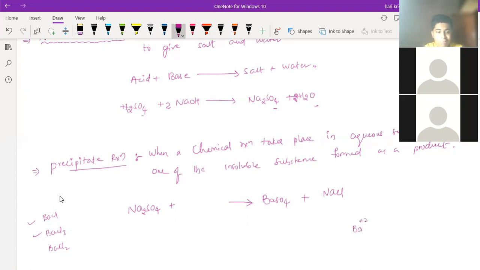Ba will show +2, right? It belongs to the second group. Yes, sir. That's right. Cl is -1. If you interchange these two, it will form BaCl2.